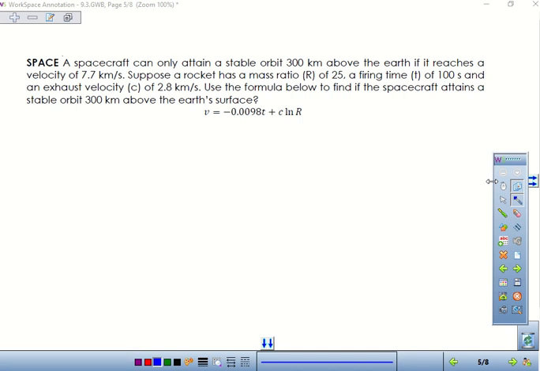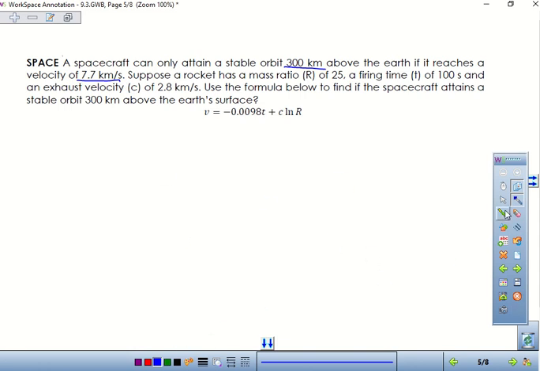So the question says a spacecraft can only attain a stable orbit 300 kilometers above the Earth if it reaches a velocity of 7.7 kilometers per second. Suppose a rocket has a mass ratio of 25, a firing time of 100 seconds, and an exhaust velocity of 2.8 kilometers per second. Use the formula below to find if the spacecraft attains a stable 300 kilometer orbit above the Earth's surface. So, basically, we can only attain a stable orbit if these two things are true. Okay, one of these things is true and then the other must be.